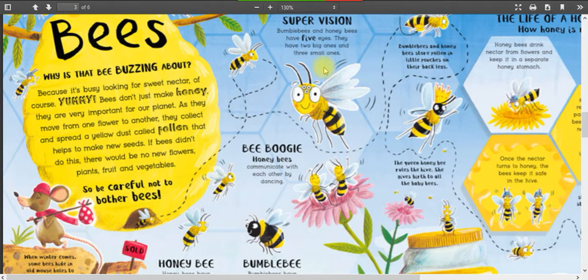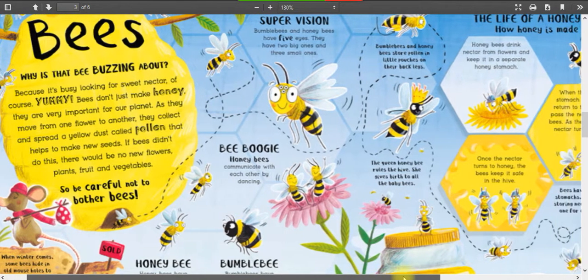They have 2 big ones and 3 small ones. That's good, isn't it? This bit here says bumblebees and honeybees store pollen in little pouches on their back legs. This one says the queen honeybee rules the hive. She gives birth to all the baby bees. There we go. So learning quite a lot of different bits of information. We have to remember where we found the information.